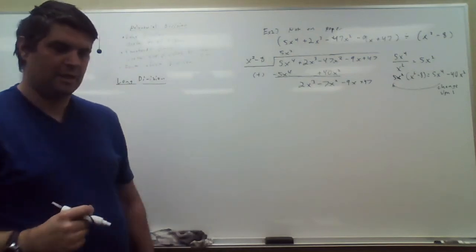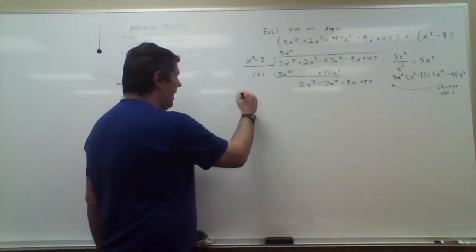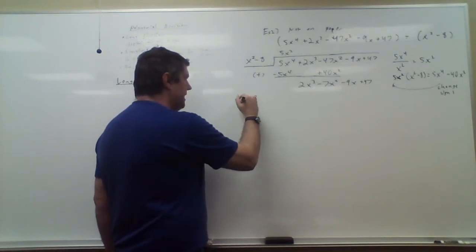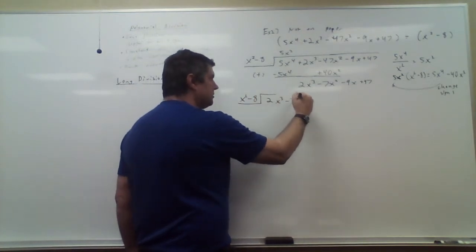Then we will repeat the process. I'll have x squared minus 8. Now put this in a new box.